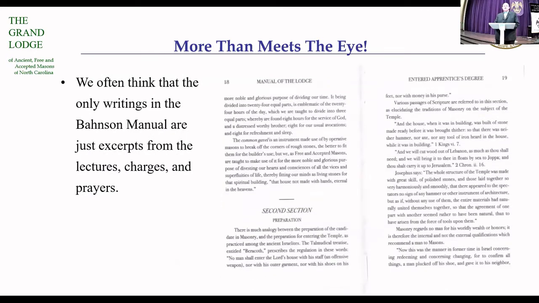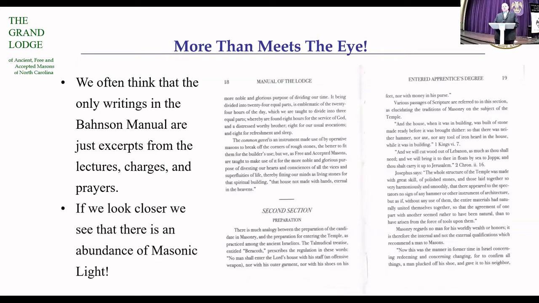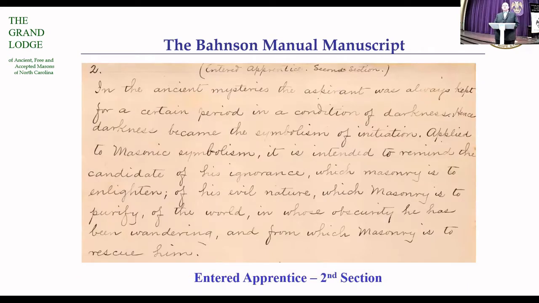Now, when we look at the Bahnsen manual, a lot of times we think that the only things in the Bahnsen itself are just lecture things that we do in lectures and prayers and charges and things like that. But when we really get into the Bahnsen and actually read it, we can see that there's an abundance of light in it that talks about the degrees and certain parts of the degrees and how they were conducted. We see here in the Entered Apprentice in the second section, it talks about how, in the ancient mysteries, the aspirant himself was blindfolded and kept in darkness for a period of time. This we do not see in any of our other ritual work, but it appears here in the Bahnsen as an effort to educate our candidate as to why he is going through the different ceremonies that he's going through.